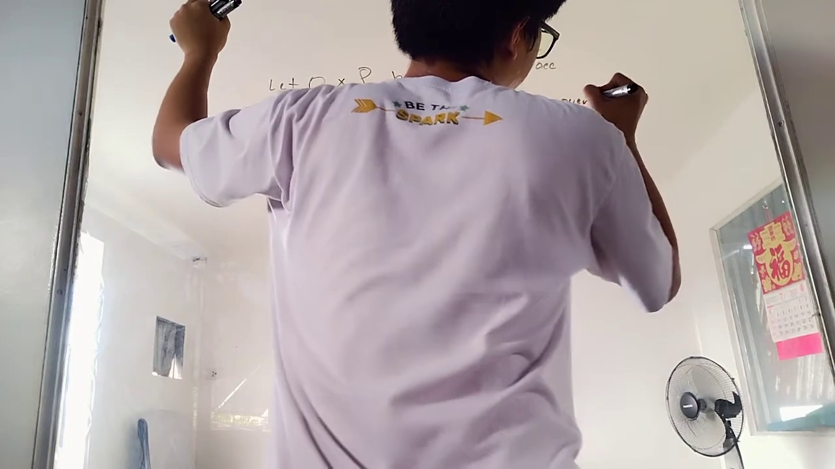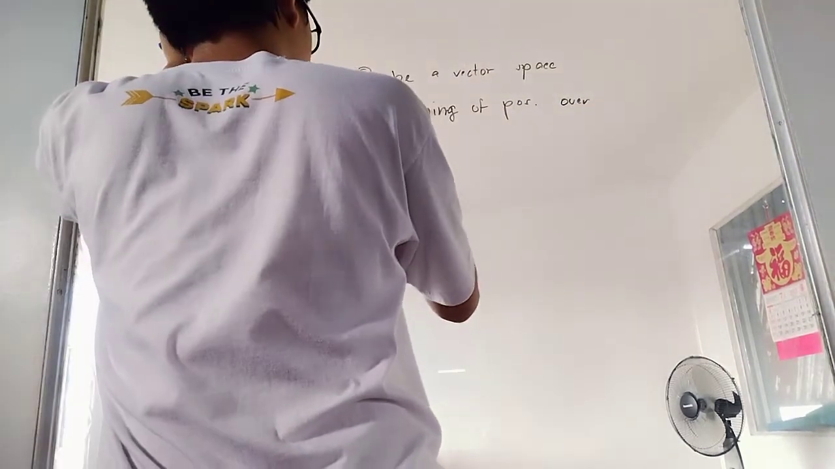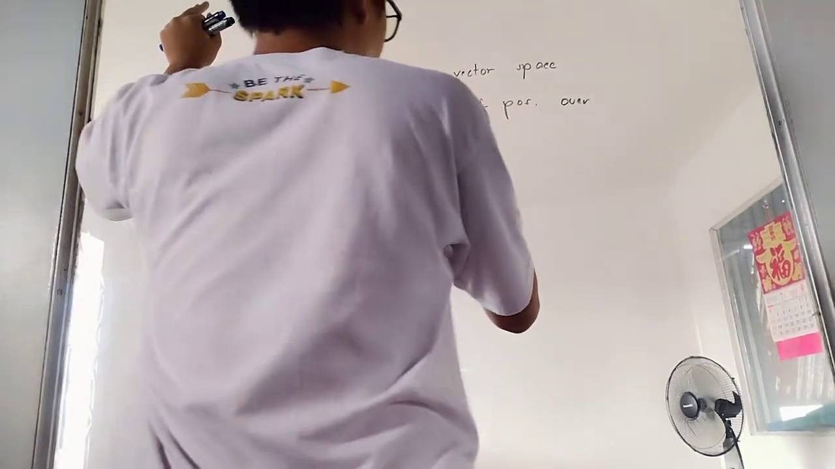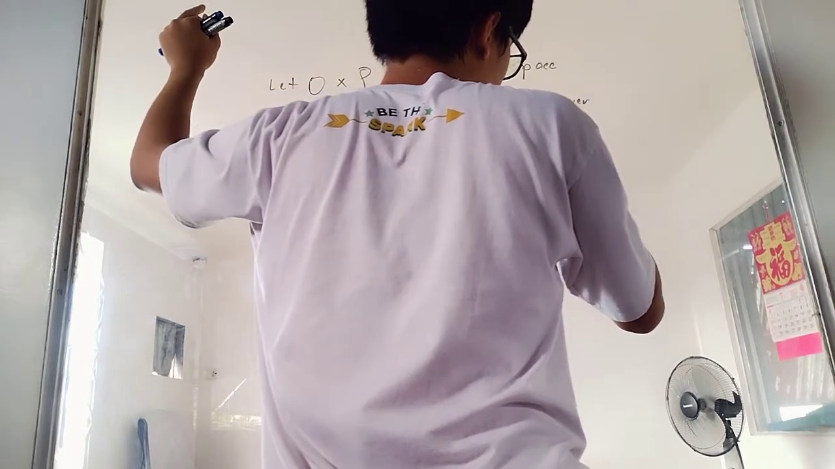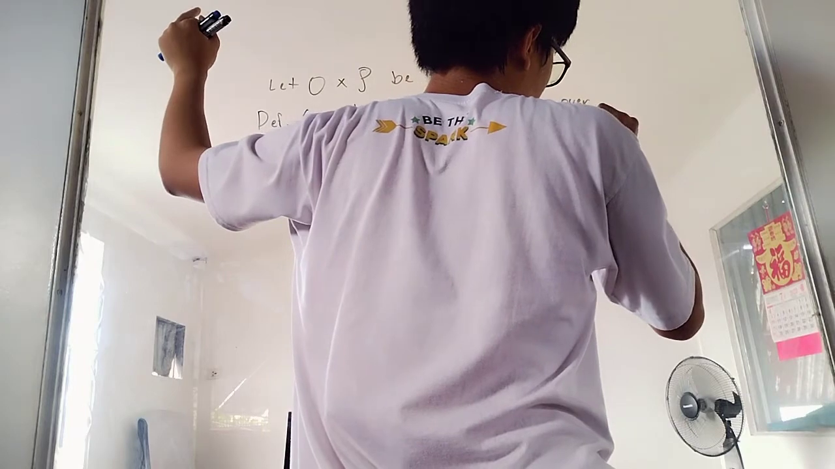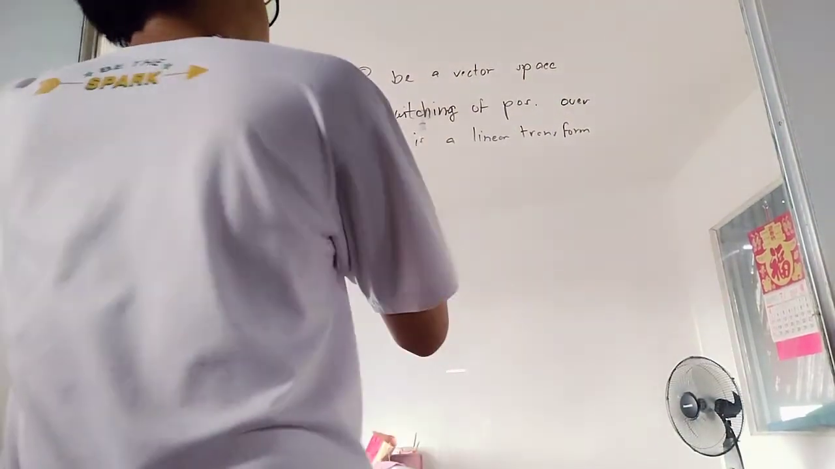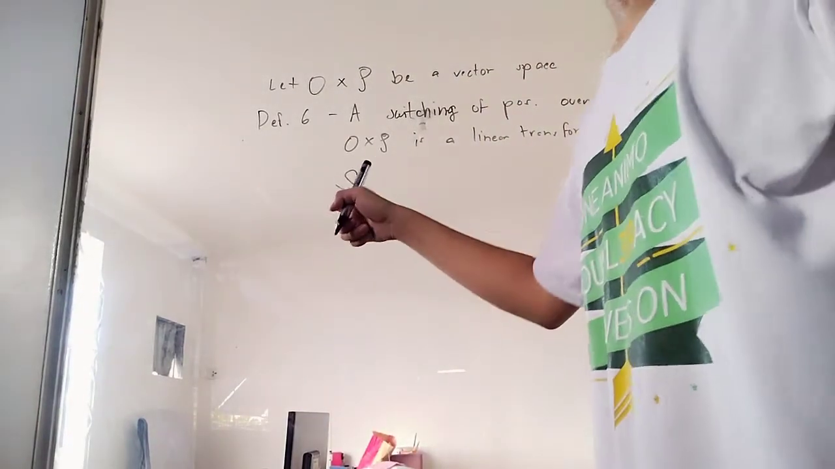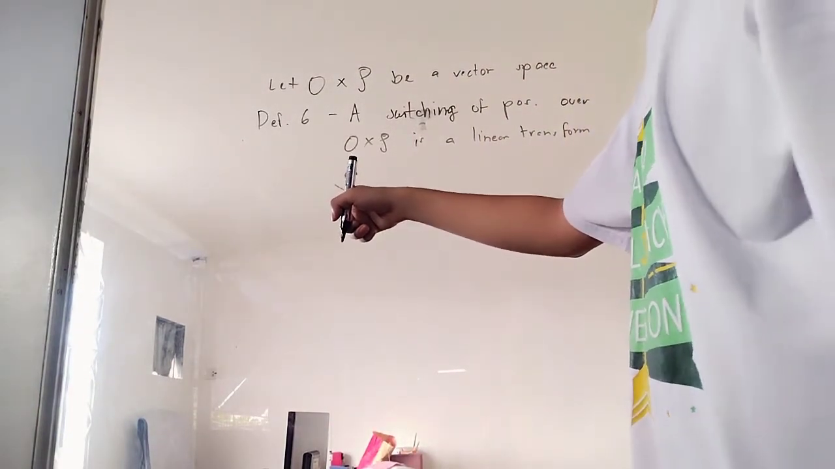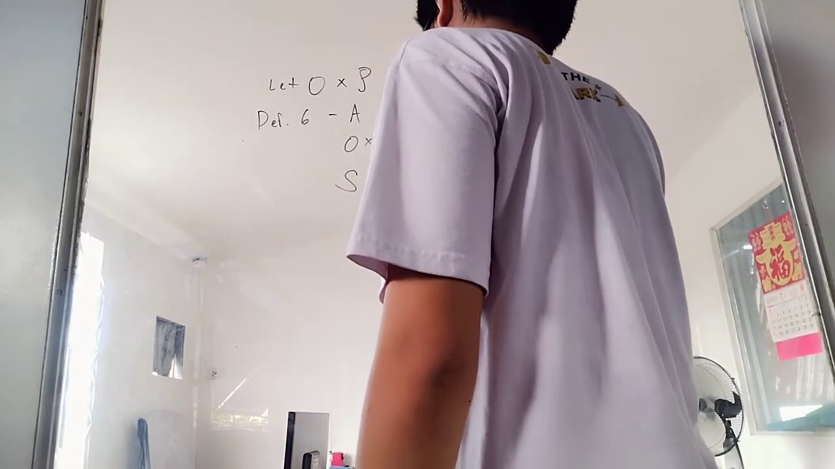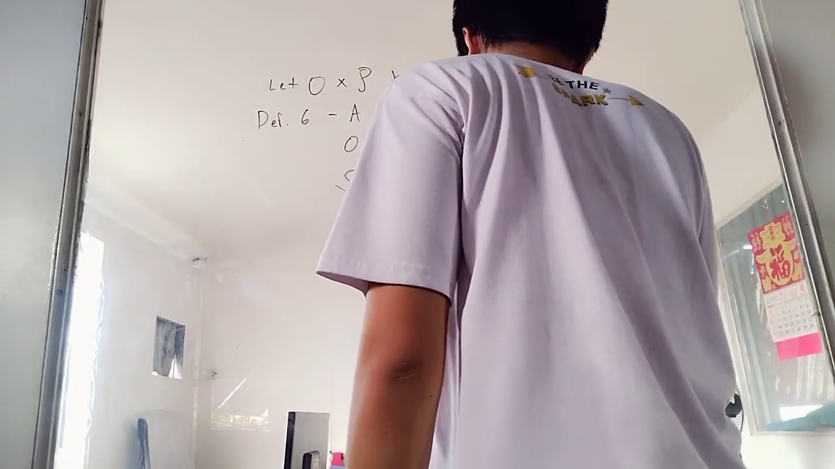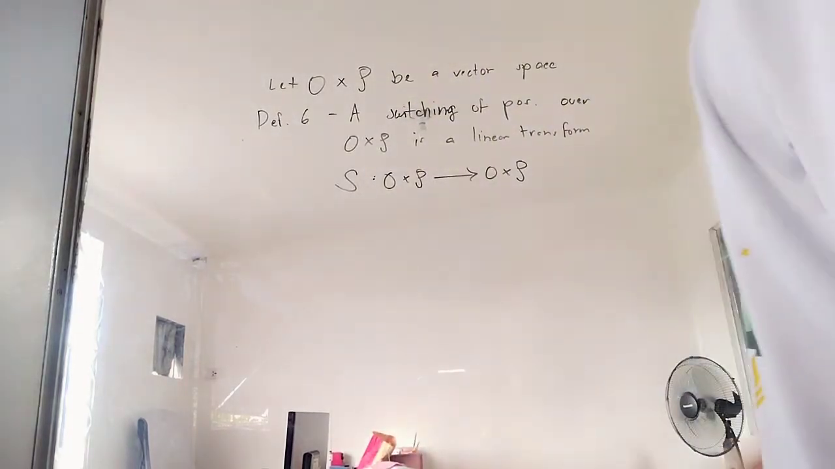over O cross B is a linear transform, which we will call S. Here S is not a vector space, but rather a linear transform that maps O cross B onto itself. Okay, so it's still the same thing.